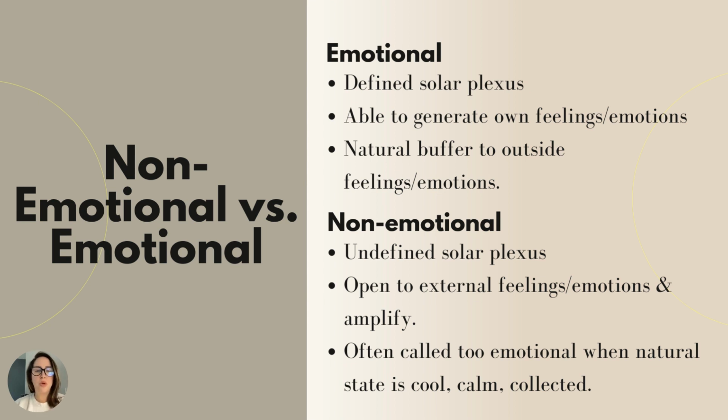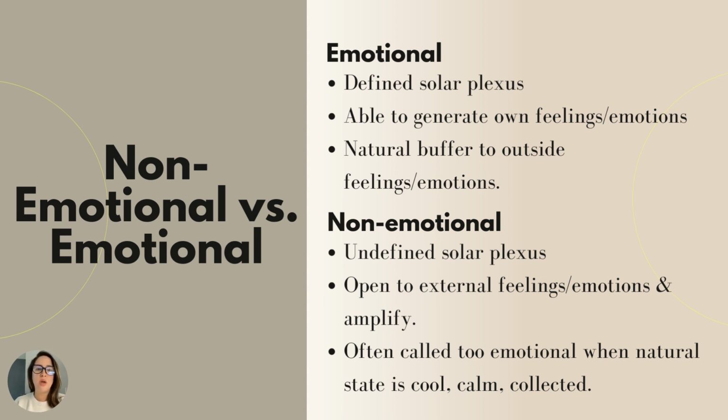So emotional beings in human design have a defined solar plexus. What that means is when you're looking at your chart, your solar plexus is the little sideways triangle on the, let me think where it's at. If you're looking at your chart, it's on the right hand side. So if that is colored in, it means that it's defined. If it is white, it means that it is open or undefined. And to go back a little bit, open versus closed centers and what that means.